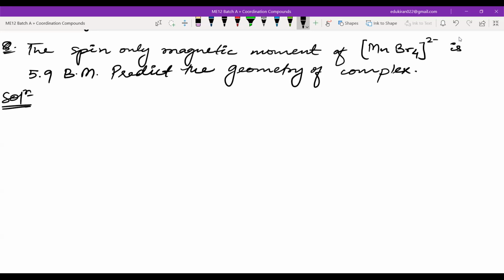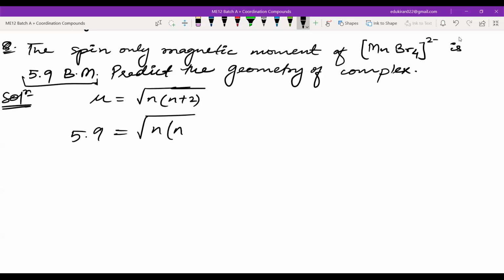So from here, what you have to do, I will tell you. If the magnetic moment is given, then mu is equal to under root n into n plus 2, right? So from there, you will calculate the number of unpaired electrons, the n. So mu is given as 5.9 Bohr magneton. This will be equal to under root n into n plus 2.